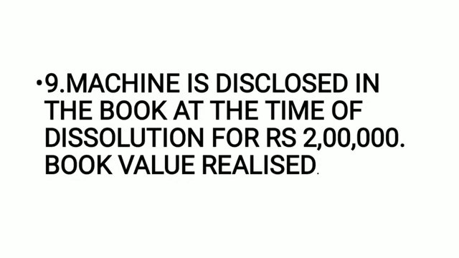So our next transaction says, machine is disclosed in the book. Machine is an asset at the time of dissolution for rupees 2 lakh. Book value is realized. Now this is not a new transaction, it is quite simple. Machine is an asset and having book value of 2 lakh rupees, and they say book value is realized. Alright, so we have solved this type of transactions in the very beginning of this sum. Yes, so the first journal entry, if you can think about, will be of closing machine account.